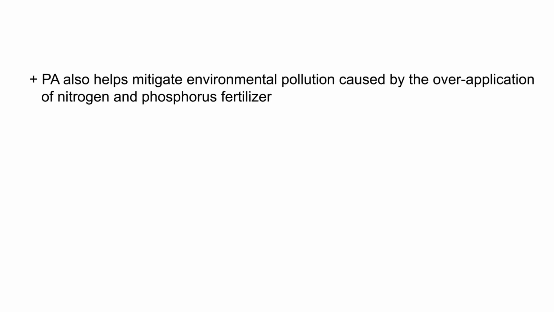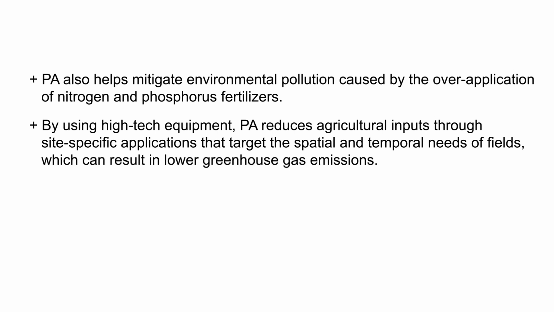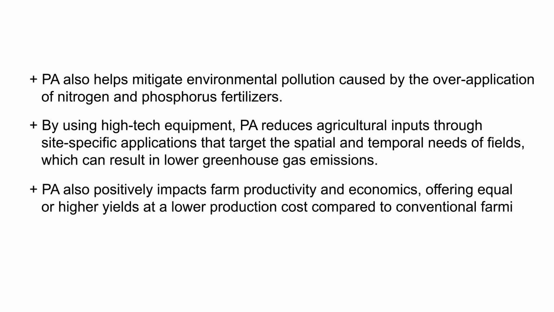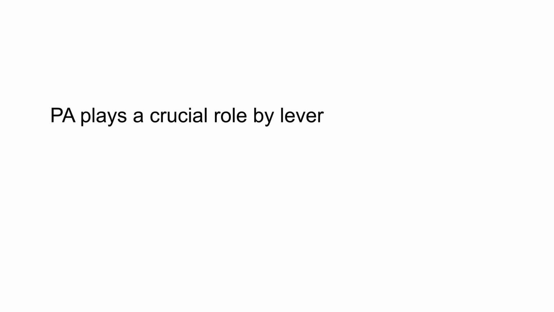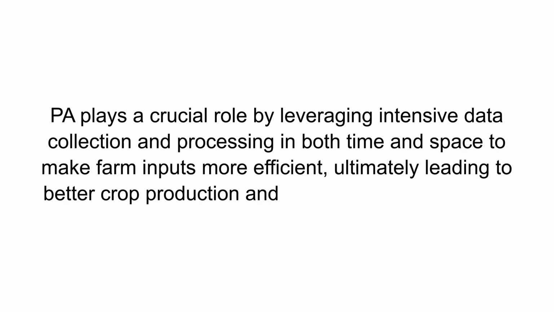PA also helps mitigate environmental pollution caused by the overapplication of nitrogen and phosphorus fertilizers. By using high-tech equipment, PA reduces agricultural inputs through site-specific applications that target the spatial and temporal needs of fields, which can result in lower greenhouse gas emissions. PA also positively impacts farm productivity and economics, offering equal or higher yields at a lower production cost compared to conventional farming practices. Thus, PA plays a crucial role by leveraging intensive data collection and processing in both time and space to make farm inputs more efficient, ultimately leading to better crop production and environmental outcomes.